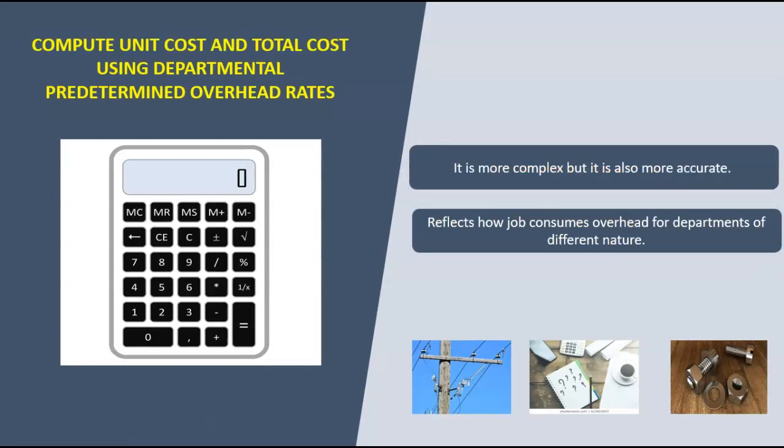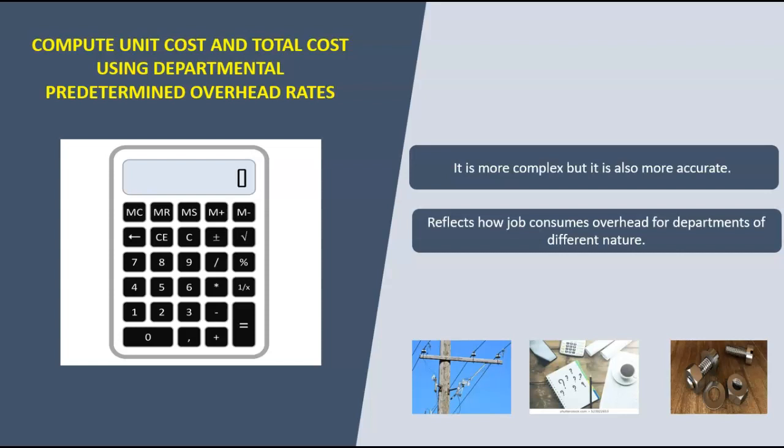The main difference between the plant-wide and departmental overhead rate is that for plant-wide, you only use a single rate, but for departmental rate, you are actually using different rates for different departments based on the nature of the department. The usage of multiple predetermined overhead rates would be more complex but accurate as it reflects the differences in terms of how jobs consume overhead for departments of different nature.